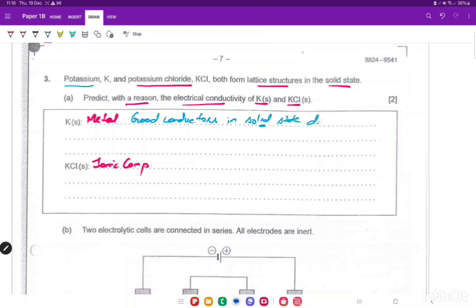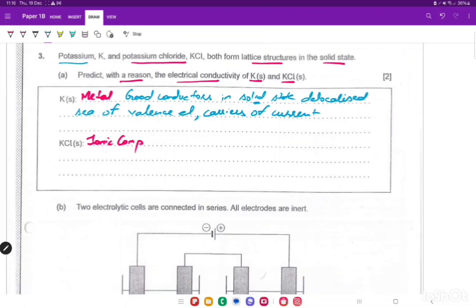These delocalized valence electrons, a sea of mobile electrons, act as carriers of current. Thus they conduct current. Hence, potassium is a good conductor in solid state.